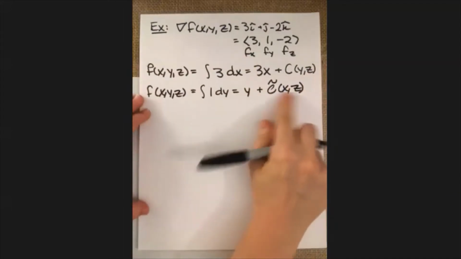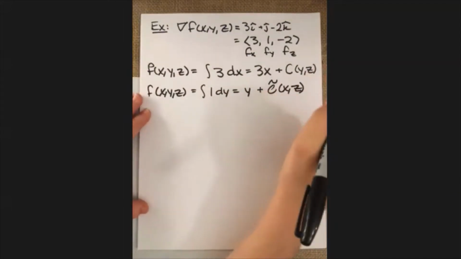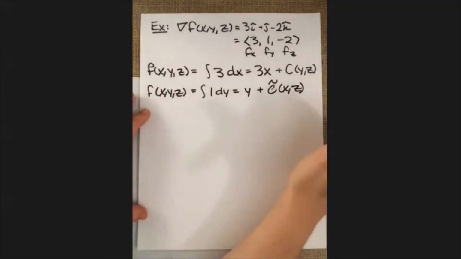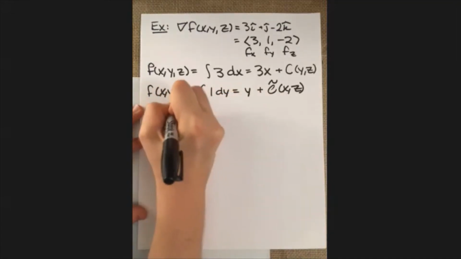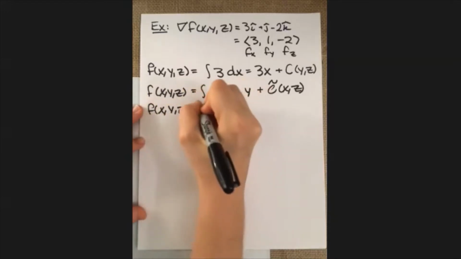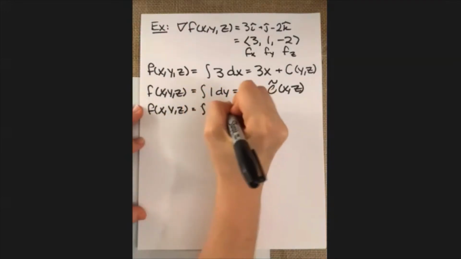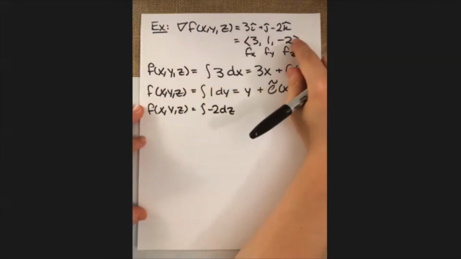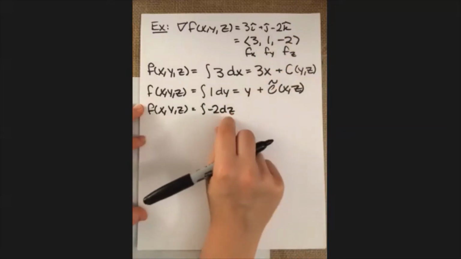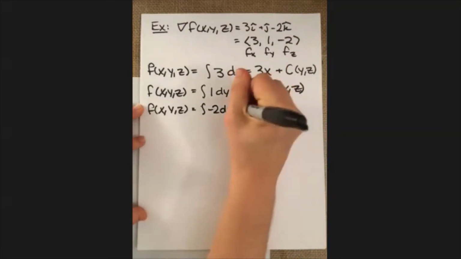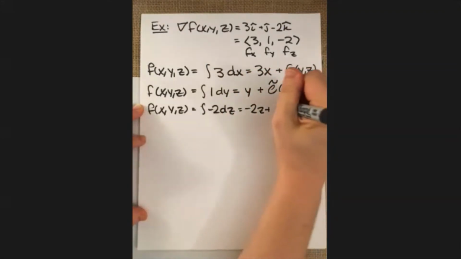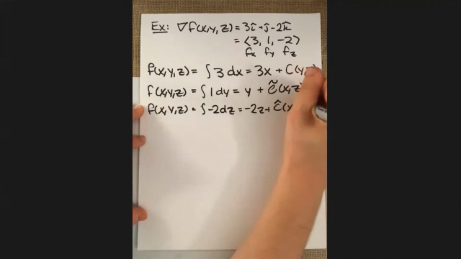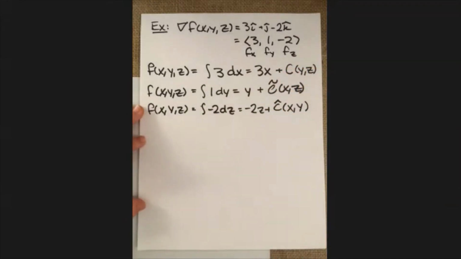Okay, so I'm going to denote that unknown function with like a c tilde or something. Okay, and then we can do the same idea with the z component. So we're looking at the partial derivative with respect to z. That was -2. We want to undo that process. So that gives us -2z plus, and then again, same idea. We lost some function in terms of only x and y in this particular scenario.